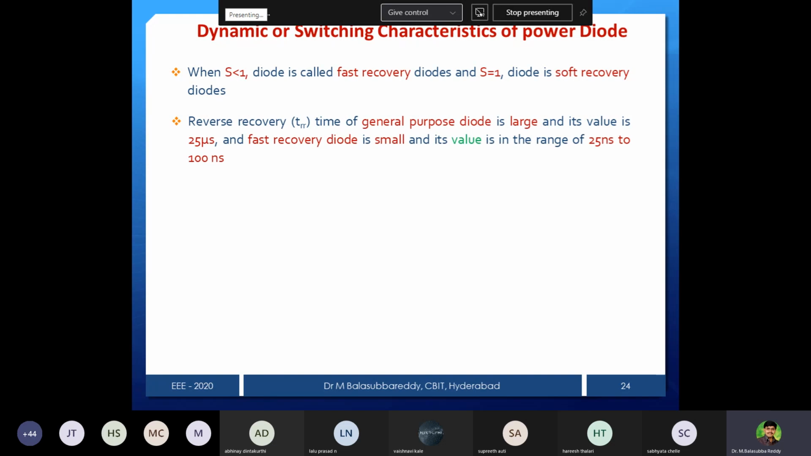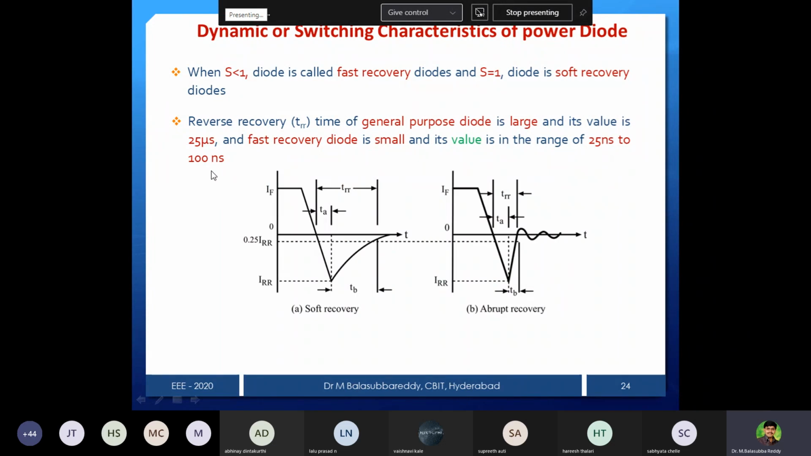The reverse recovery time, that is TRR, of a general purpose diode is large, and its value is 25 microseconds. A large recovery time means the device will be cheaper, so we are using a high recovery time, for which they will charge a high cost. For a general purpose diode the recovery time is 25 microseconds, and for a fast recovery diode it is small, 25 nanoseconds to 100 nanoseconds. So it is very small compared to that.